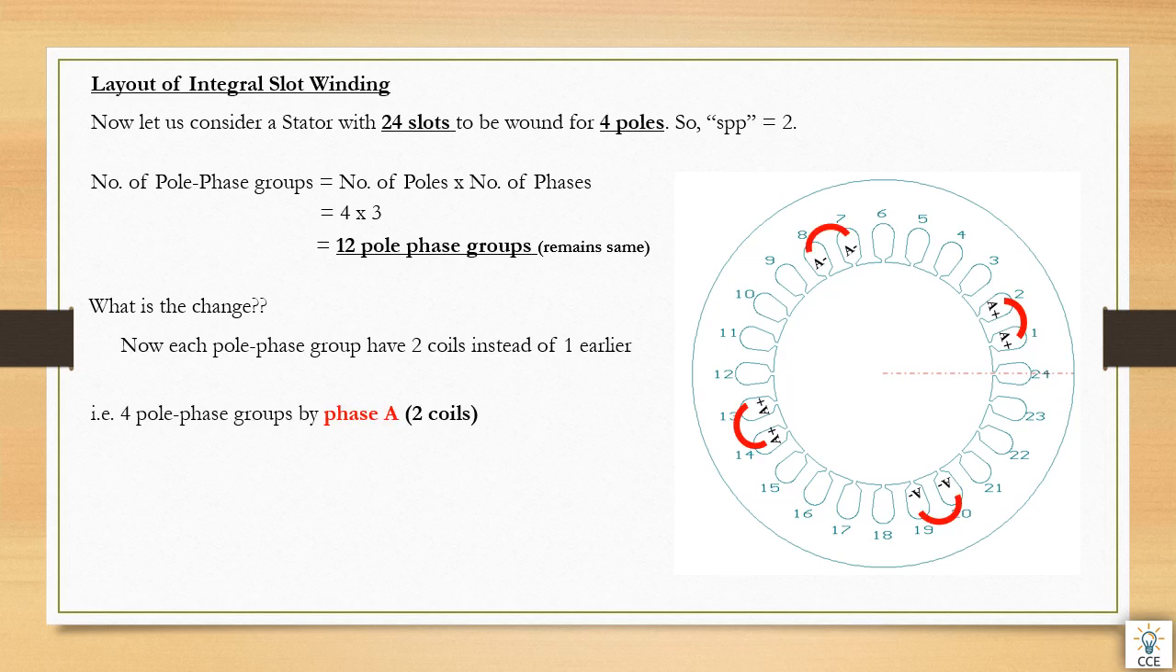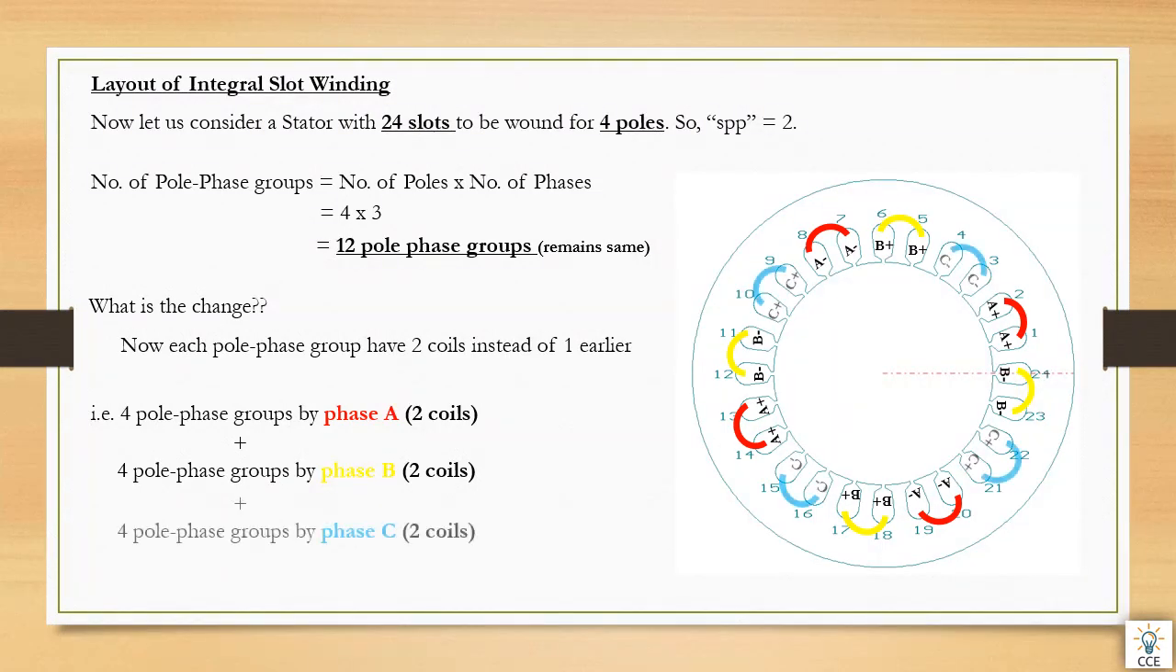So again the four pole phase groups will be created by phase A, with two coils each. Here you can see there are two consecutive coils in slots like 1 and 2, and again 7 and 8, then 13 and 14, and then 19 and 20. Similarly, again four pole phase groups will be created by phase B. Again they will be contributed by two coils, and the third, created by phase C, another four pole phase groups created by two coils each.